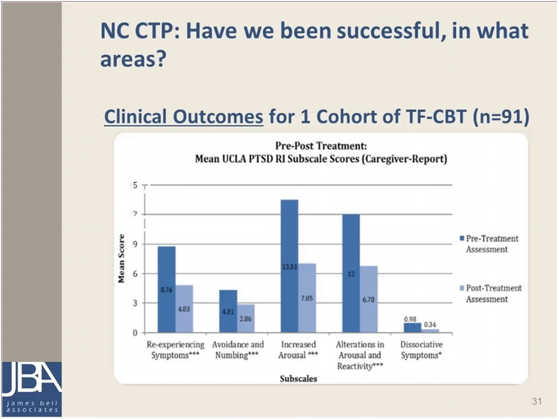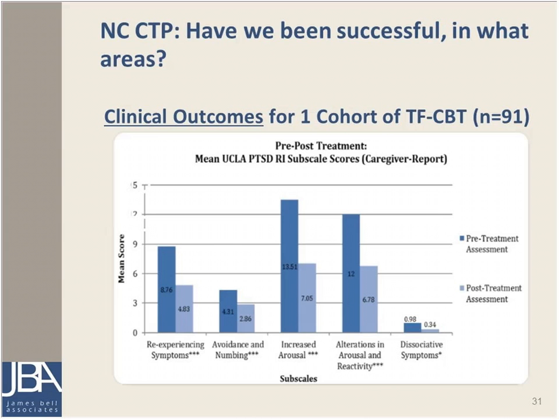The first bar represents pre-treatment assessment score, and the second bar represents post-treatment assessment score. The x-axis indicates the 5 subscales of the University of California, Los Angeles Post-Traumatic Stress Disorder Reaction Index that were assessed: re-experiencing symptoms, avoidance and numbing, increased arousal, alterations in arousal and reactivity, and dissociative symptom scores. The y-axis depicts reported mean scores in increments of 3, ranging from 0 to 15. Reported scores on all 5 subscales indicate improvement from pre-treatment to post-treatment.